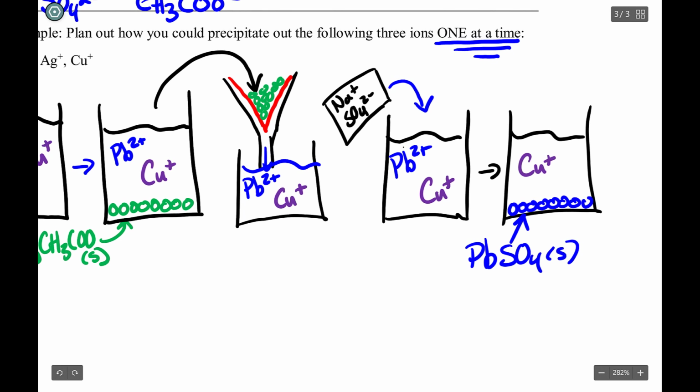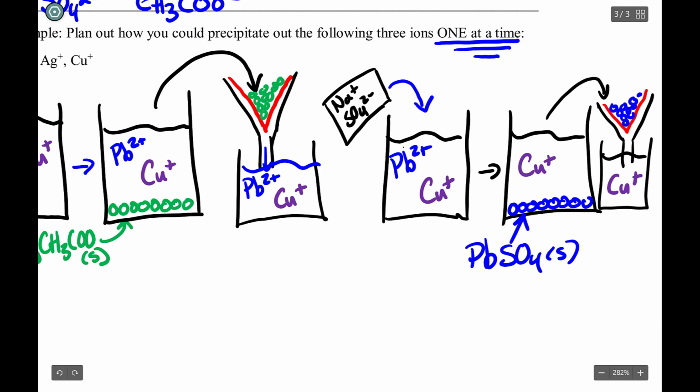So now what I would want to do is pour this again through filter paper. I'm just going to do this below. So I would pour this solution through filter paper, through a funnel, and I would collect the remaining amount. Now the lead sulfate solid is going to get stuck inside of that filter paper. I'd have a beaker underneath, and I would collect the remaining solution, which would contain copper 1+.